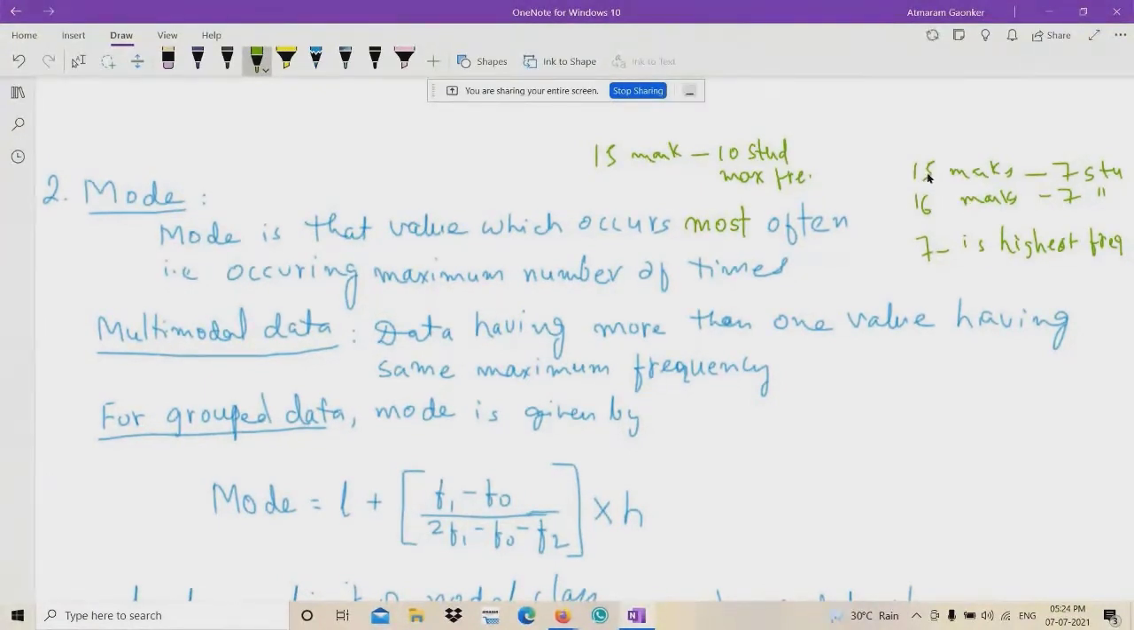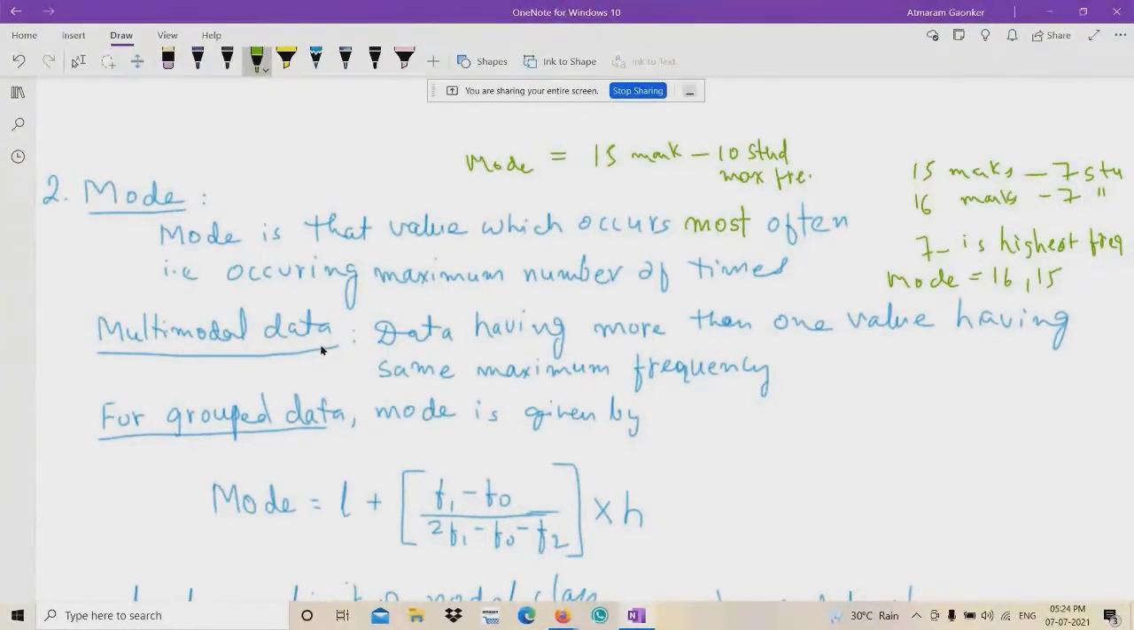Now frequency is 7 for 15 and frequency is 7 for 16. So here mode is 15 and mode is 16. For this problem the modes are 15 and 16. So it has got two modes, 15 and 16. So this is called multimodal data.